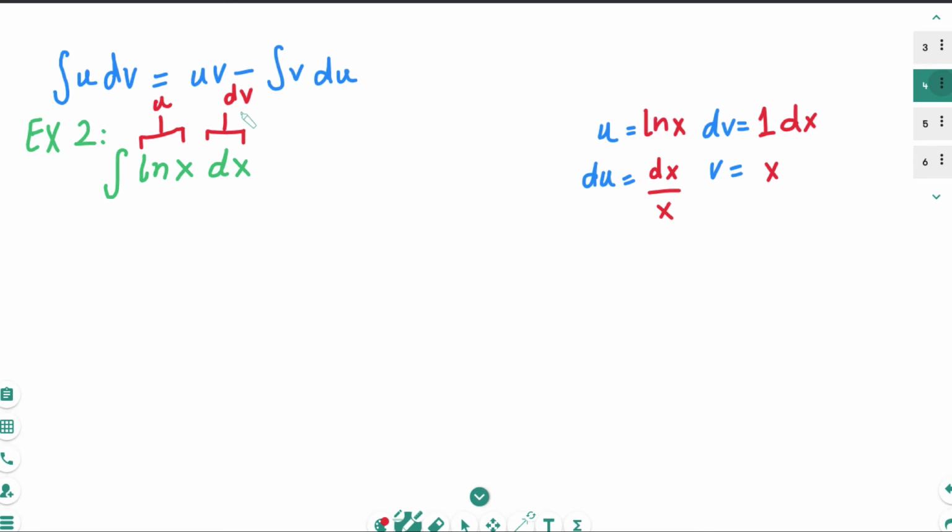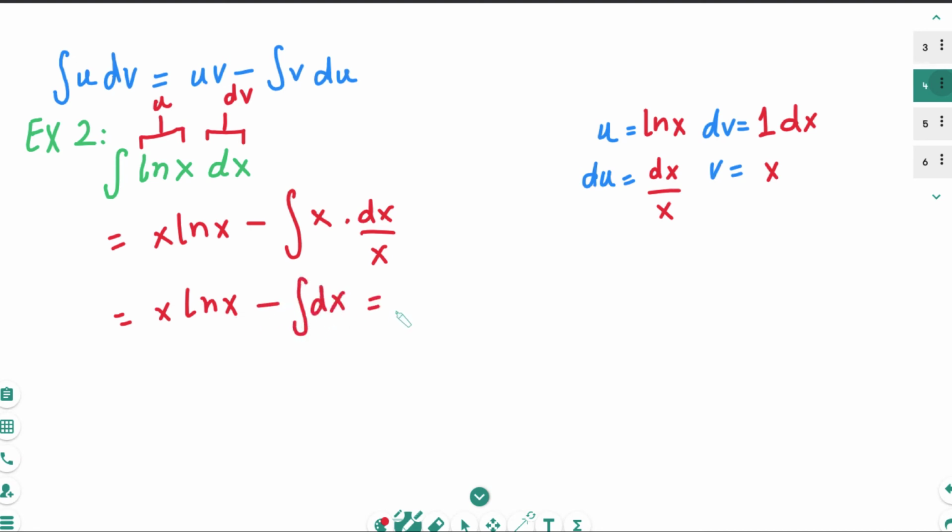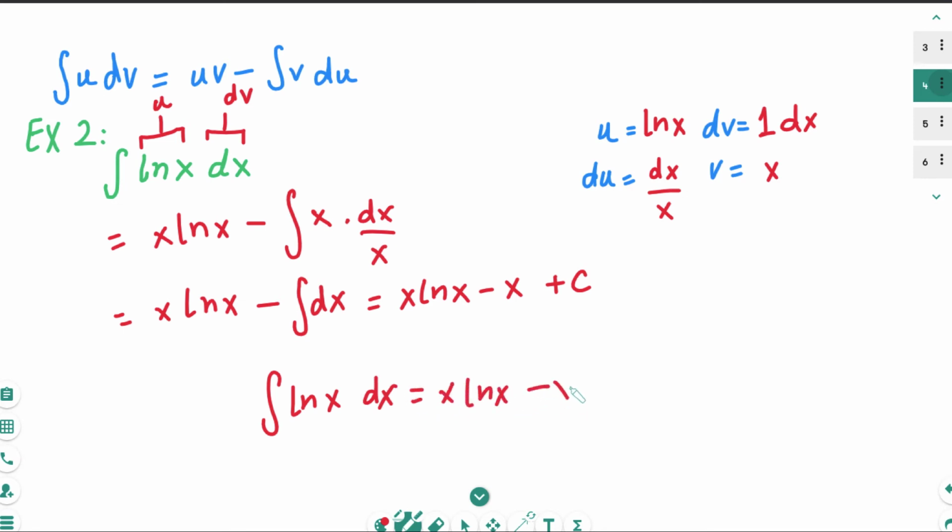Let's put all this in the formula here. So the product u times v, x times ln of x, minus the integral v, which is x, du, dx over x. We see the second integral becomes simpler. So we have x ln of x minus the integral dx, which gives us x ln of x minus x plus c. So now in our list of formulas, we can add the integral of natural log of x, which is x ln of x minus x.